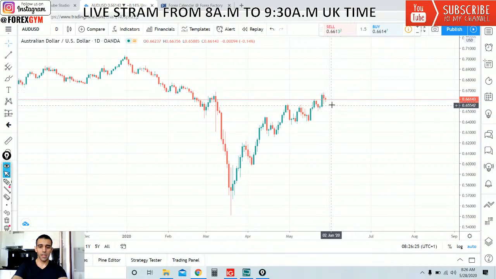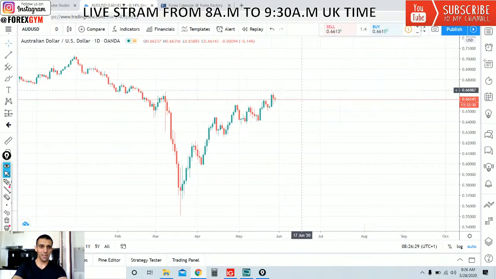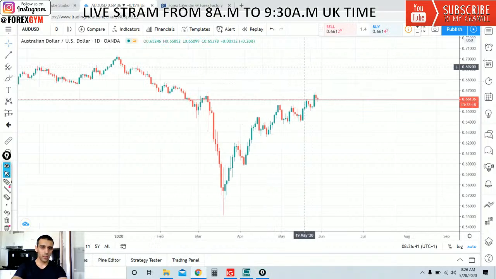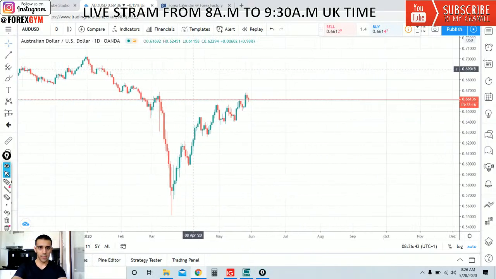Yes, similar-ish to the New Zealand dollar against USD, but the only difference is the price already came up and tested this high up here as the resistance. So the price tested it, and now it's in a pulling back mode. The question is where it might be heading.